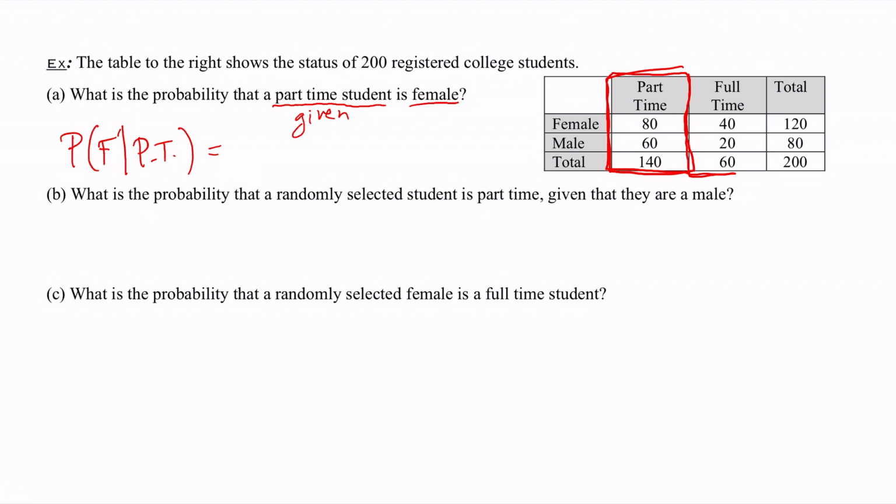And so we can look at just that part of the table where they're part-time. So just this portion of the table here. And so we see that in that part-time portion of the table, we have 80 out of 140 that are female, which leaves us with a probability of about 0.571.